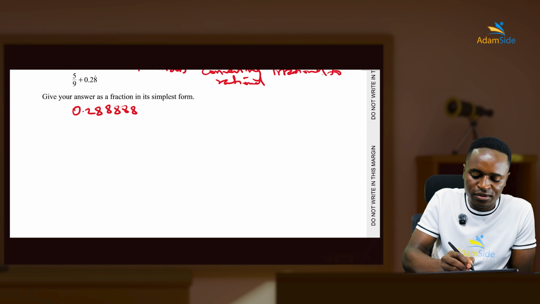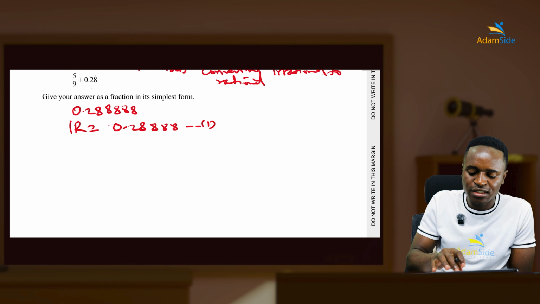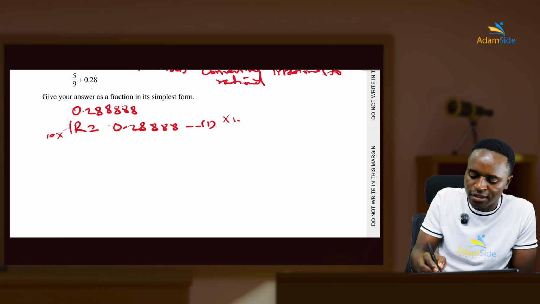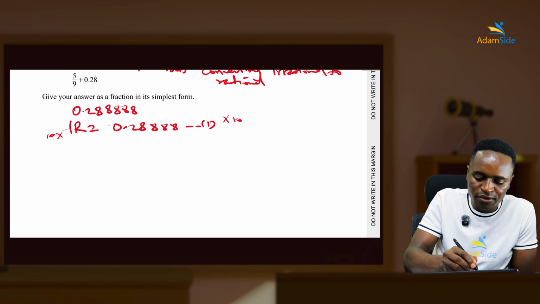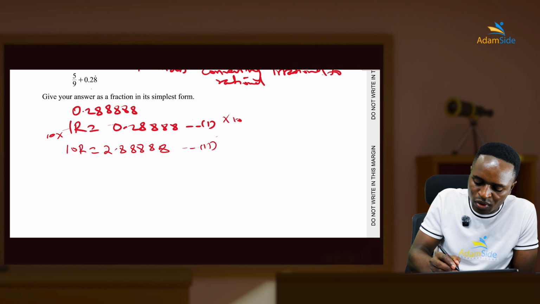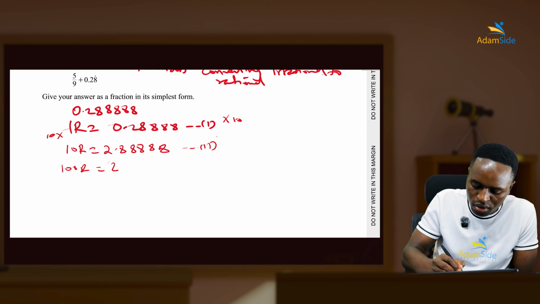So in that case, we convert 0.28888 recurring. Let r be equal to 0.28888 recurring. Our idea is to get the decimal part as 0, so multiply by 10. If you do that, 10r is equal to 2.88888 recurring. Multiply by 10 again, because when you subtract, you need the decimals to cancel: 100r is equal to 28.8888.